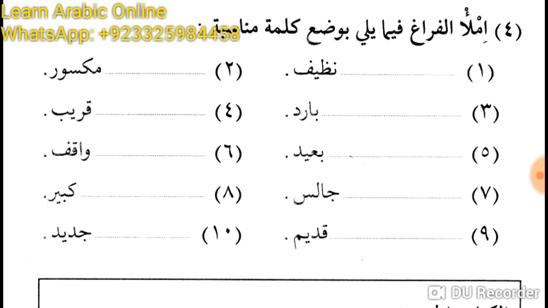Al-kursiyyu maksurun. Good. Then baridun means cold. Al-ma'u baridun. Okay. Al-masjidu qaribun. The masjid is near. Okay. Al-baytu ba'idun. The house is far away.